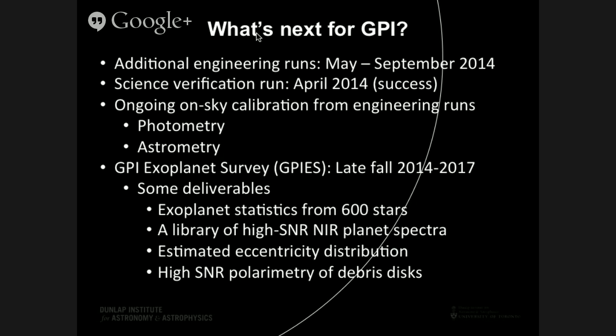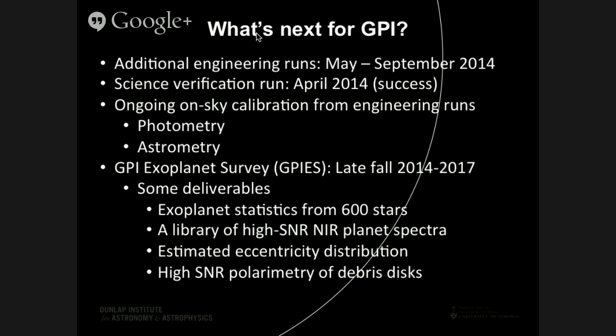GPI was open for shared risk observing. There was a call, so people can hopefully start using it this fall for actual observations. Right now we're working really hard on our on-sky calibration, so we've been spending a lot of time trying to constrain any issues that we have with both astrometry and photometry, because it's really important for what's coming up, hopefully this November, which is the start of the survey.